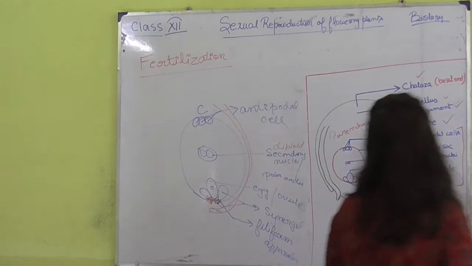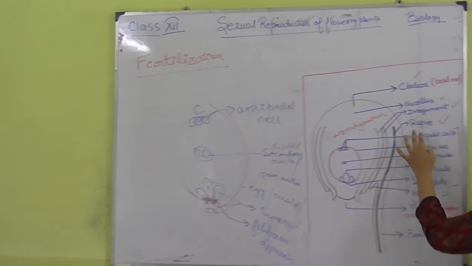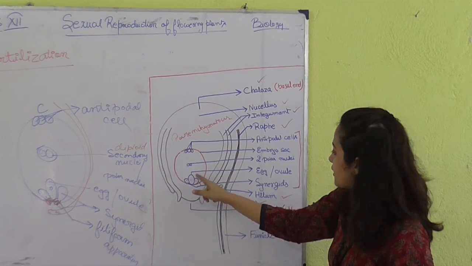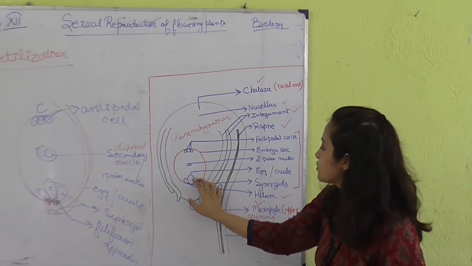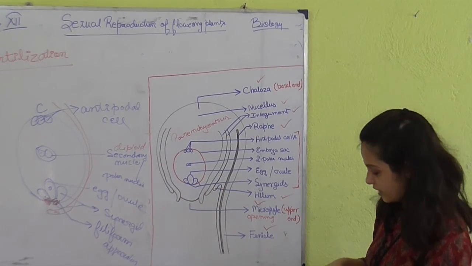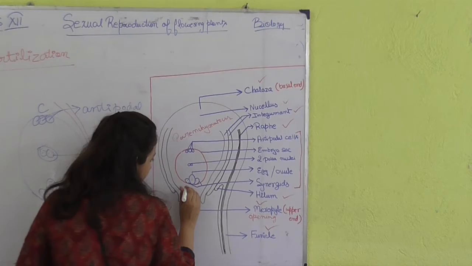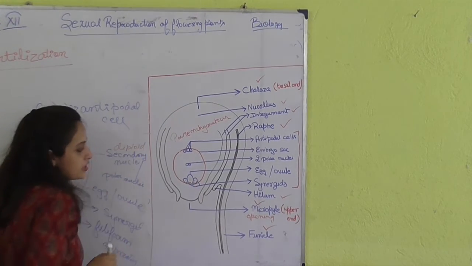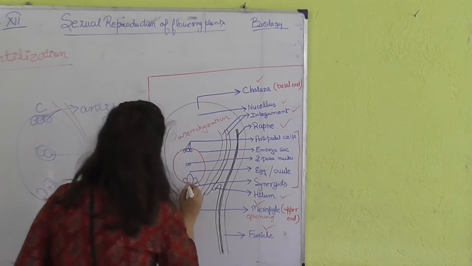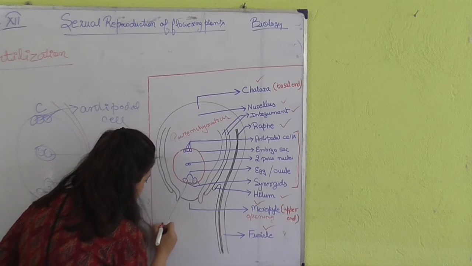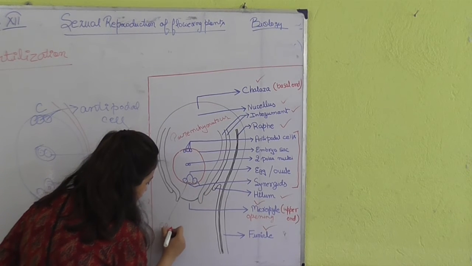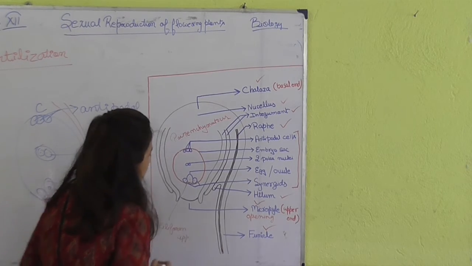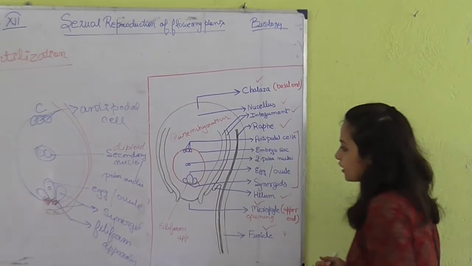So as you can see here, these are three antipodal cells that are on the chalazal end. This is the egg or the ovule. These are two synergids. The synergids have this filiform apparatus, just mark it here, filiform apparatus, which helps in guiding the pollen tube.